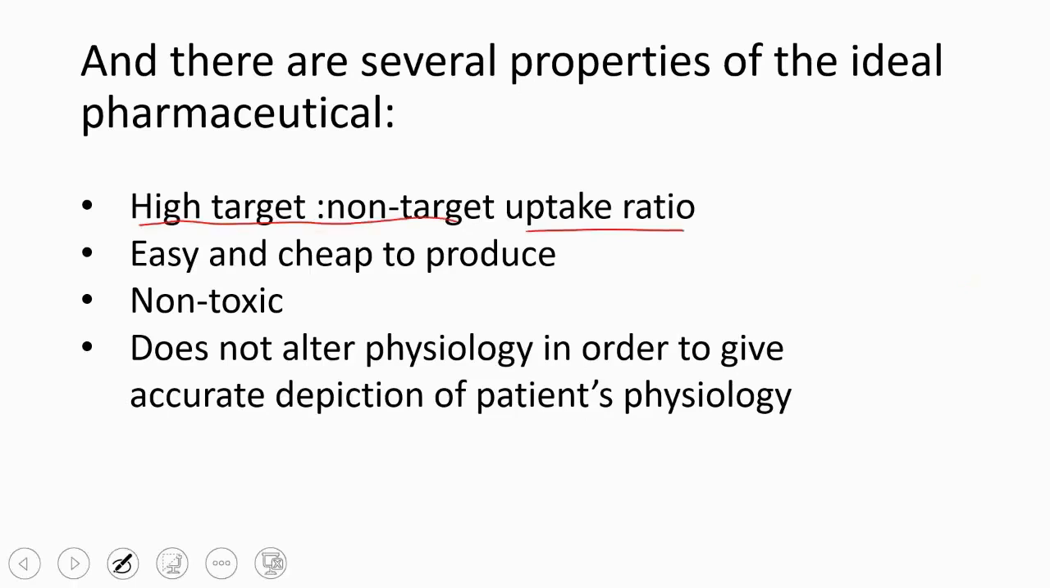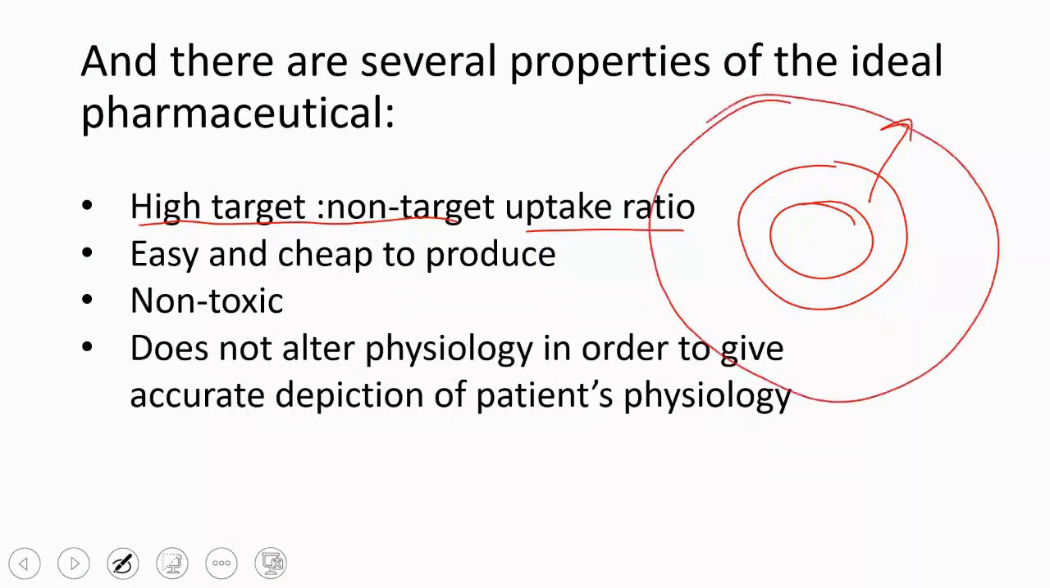What does this mean? For example, if I am imaging the heart, I want the activity, the radioactive substance or the radiopharmaceutical, to reach only the heart, which I call the target. And the non-target is the background area around the heart. So where is the higher concentration? It is in the heart compared to the background.